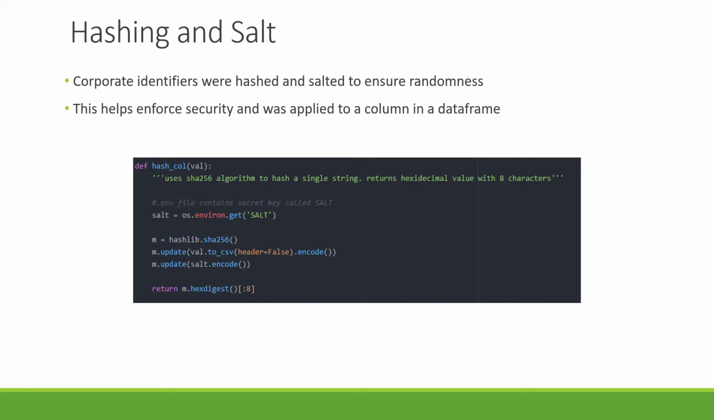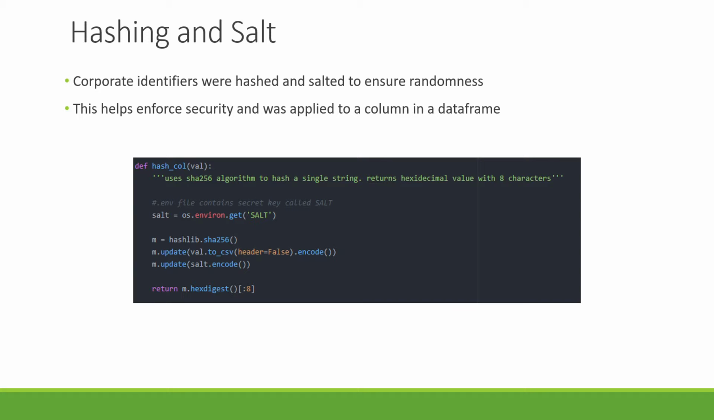Just to go over some of the key and interesting scenarios and use cases within the Python code, first is hashing and salt. As I mentioned, one of the goals here is security and reproducibility. Some of the corporate IDs that we have do follow certain patterns.